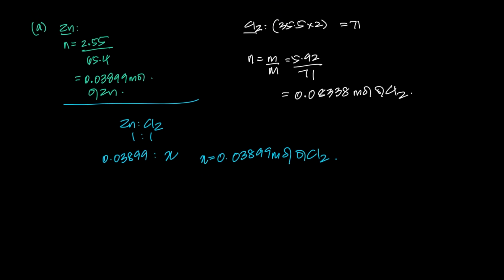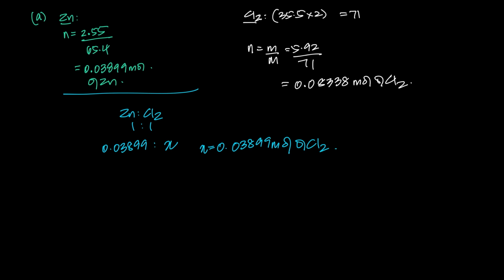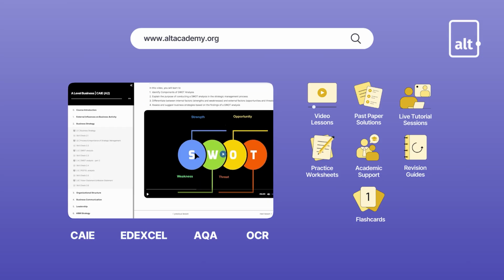So now how much is in excess? The chlorine left over, or excess chlorine, in moles will be 0.08338 moles minus 0.03899 moles. Quick pause.